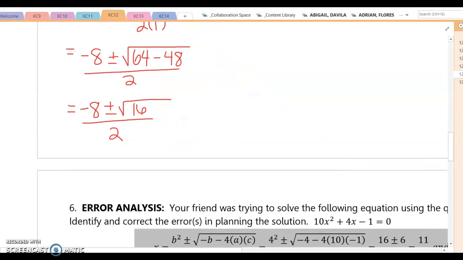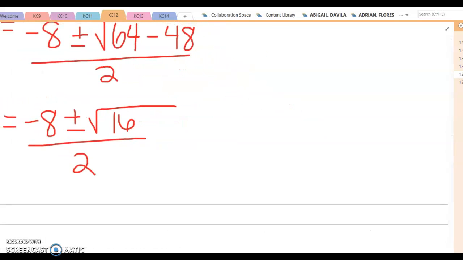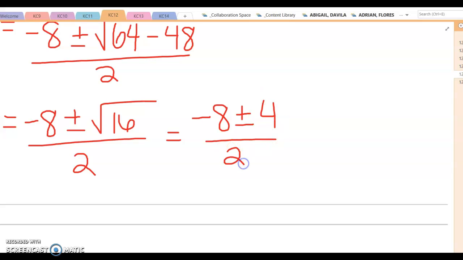We're running out of room a little bit. Let's get the eraser, make this a little bit smaller so we can have a little more room. So it's -8 plus or minus, okay, and then the square root of 16 is 4. So it already has that plus or minus for you, all over 2. So this is when we separate it into our two separate things, right? Because we have the plus or minus.